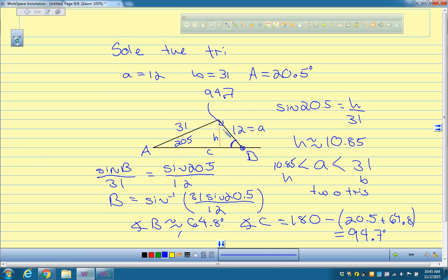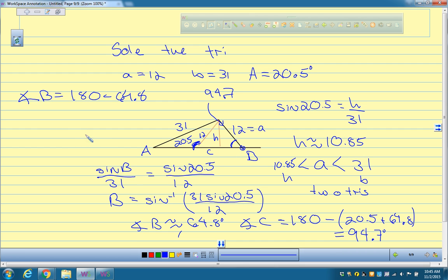Right? Okay. The other case, now this is what people mess up on, is if this 12 goes this way. So I could say that here's my 12 over here. In which case, guess what that angle is right there? If it swings this way, the other possibility is that angle B is equal to 180 minus 64.8. It's the supplement of what you found angle A to be.